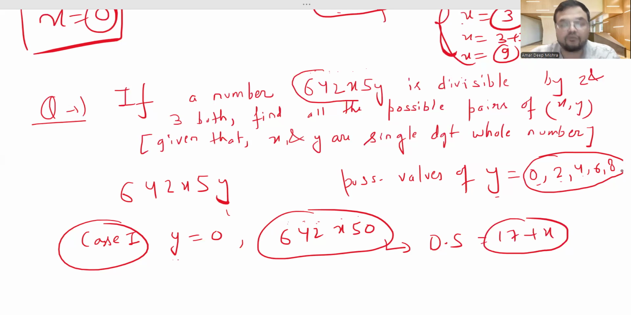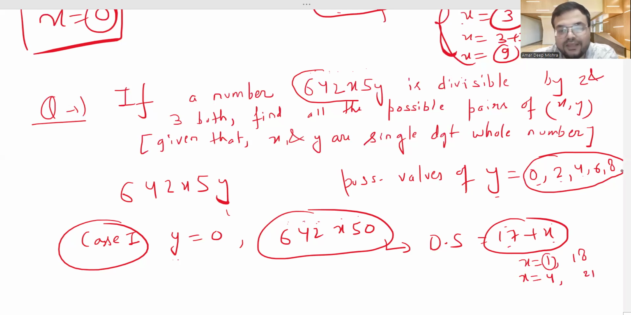What is the minimum possible value of x to make it divisible by 3? If I take x equals 1, the digit sum will become 17 plus 1, 18. Okay, this is the first possible value of x. The second possible value of x would be 1 plus 3, that is 4. Then the digit sum will become 17 plus 4, 21.